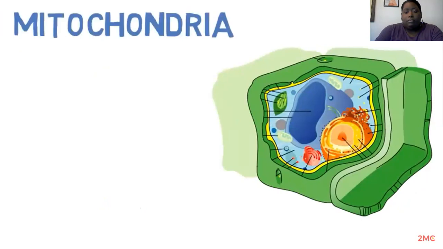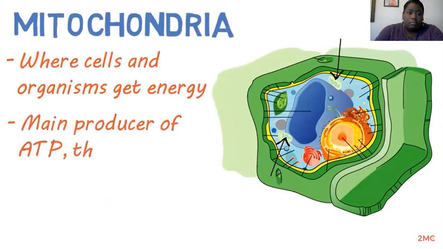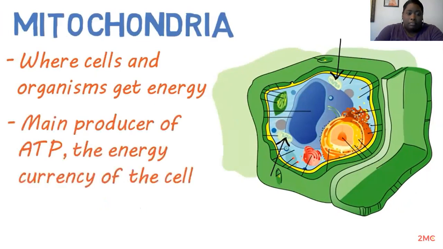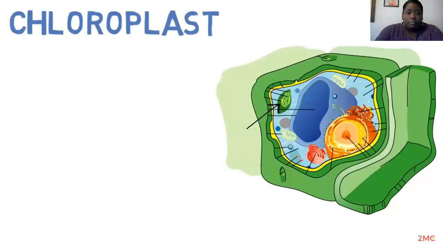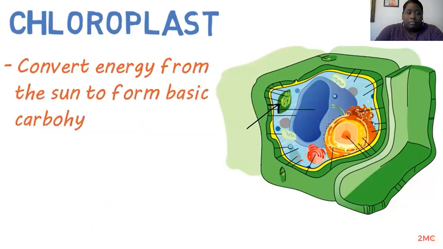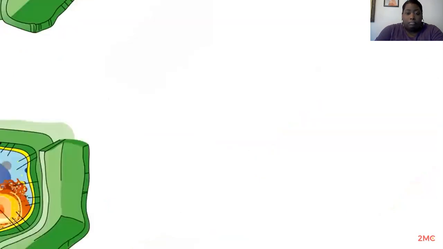The mitochondria is the powerhouse of the cell. This is where the cell's essential functions are carried out. Next is the chloroplast. The chloroplast is where photosynthesis takes place. It converts sunlight into glucose, a carbohydrate, and is a rich source of important energy, as is the chlorophyll.